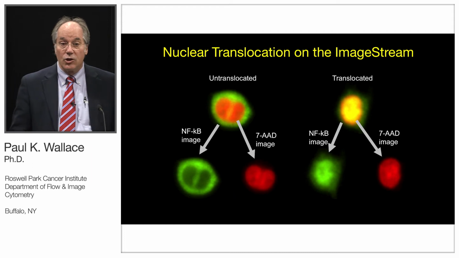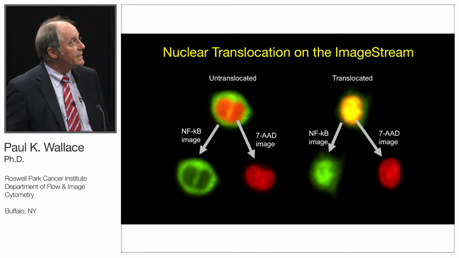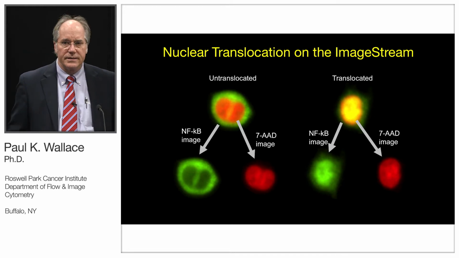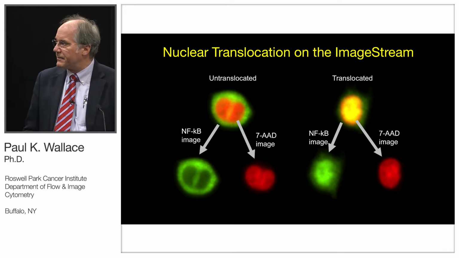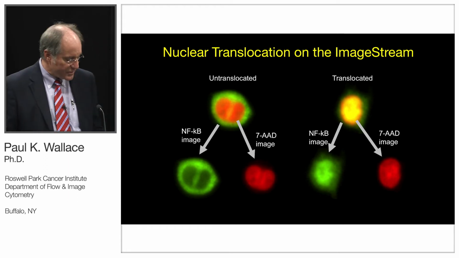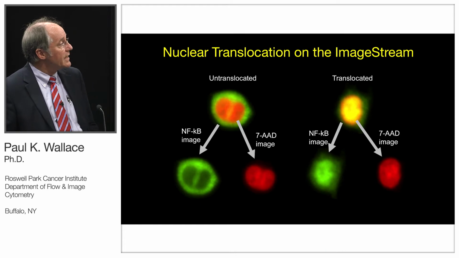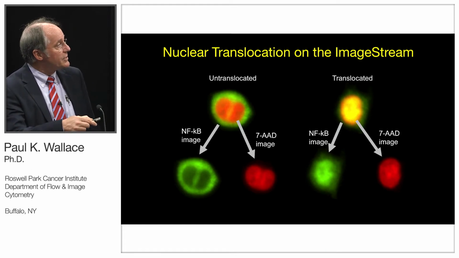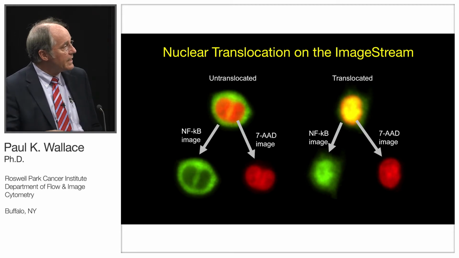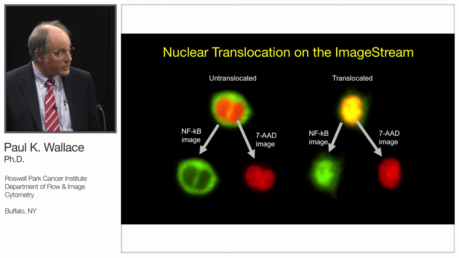That assay was done by confocal. We've also used the ImageStream for this, and I won't go too deeply into the ImageStream. What we're looking at here is an untranslocated versus a translocated cell, and we can separate that into two images, in this case with the NF-kappa B, and here with the 7-AAD, and when we merge them, we get this type of response.